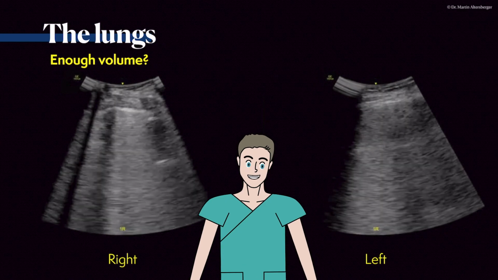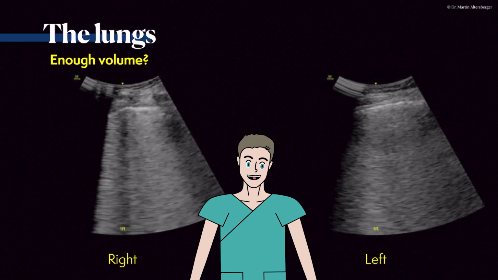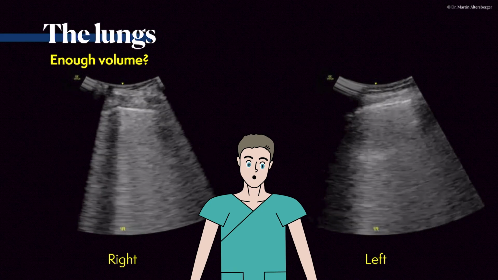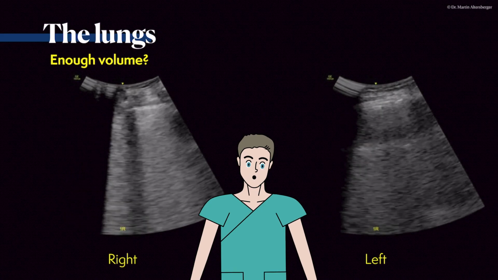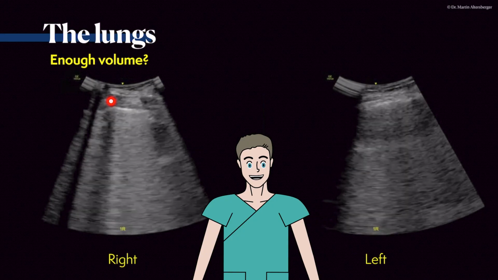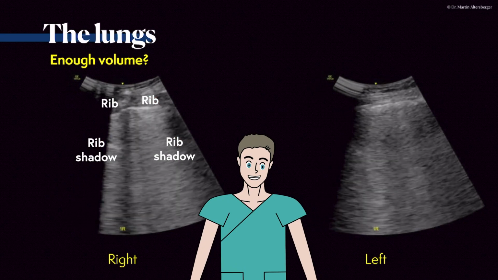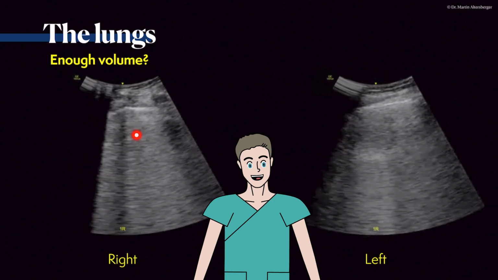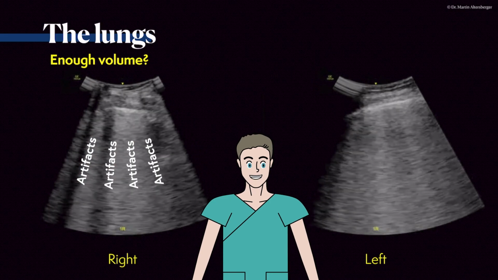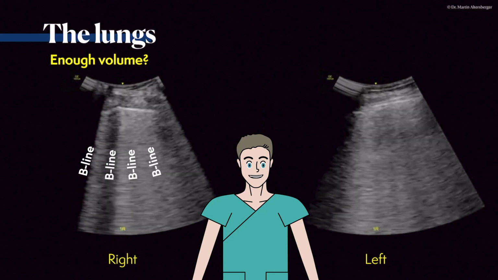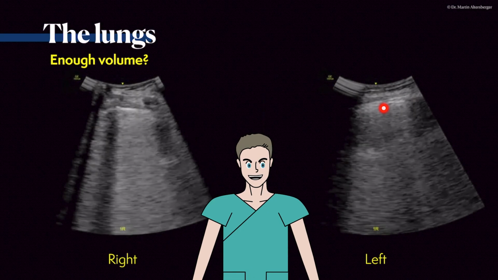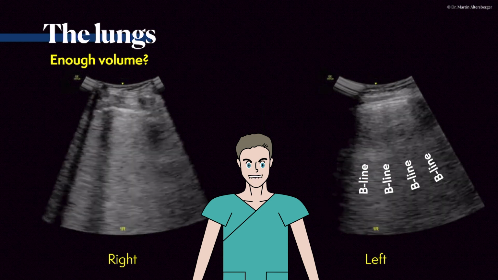When we look at the lungs, this is the right side, this is the left side. Here the R is simply wrong, so depending on your machine, you can also write the various zones you are scanning. In this case, you have your rib shadows, and in between the rib spaces there's the smooth pleural line. You have plenty of artifacts, so many B-lines. That's a so-called white lung. On the left side you see a similar image, a lot of B-lines.